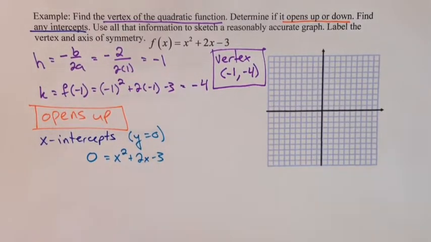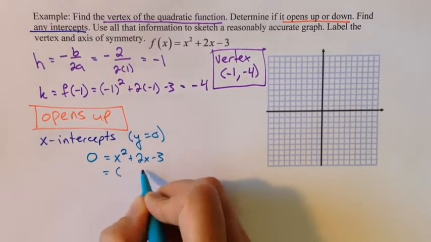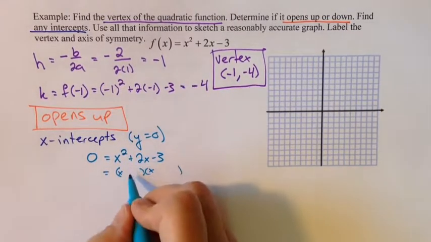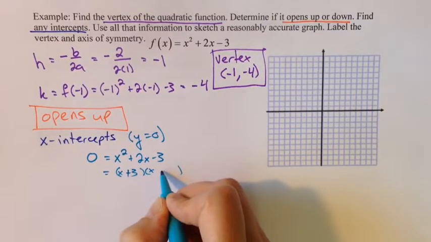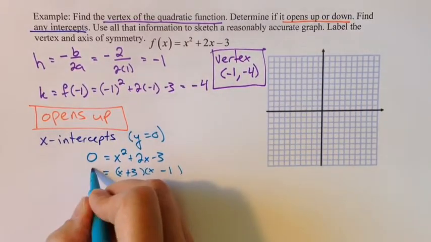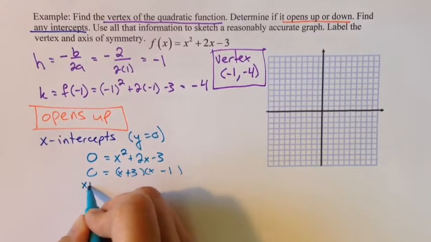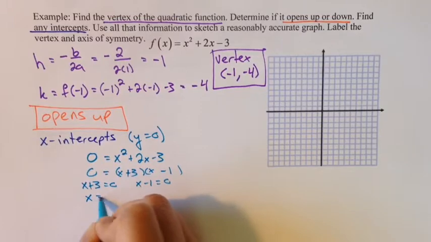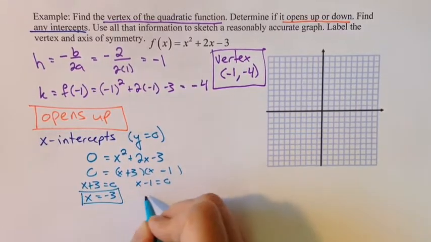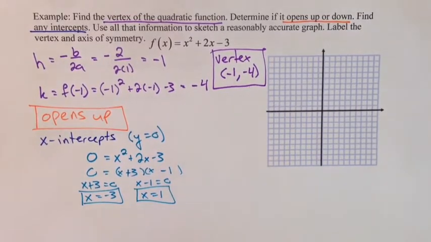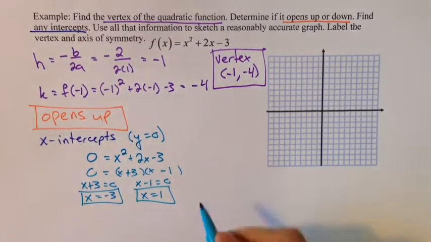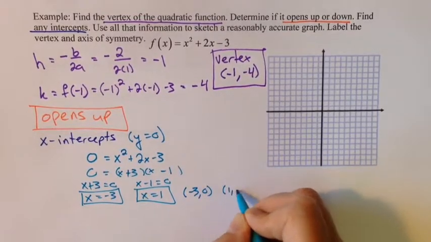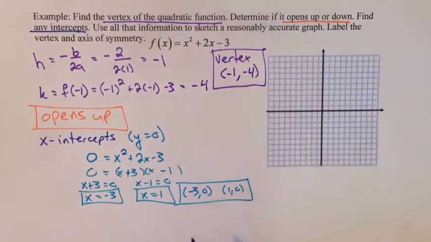This is a quadratic, so I'm hopeful that I can solve it by factoring. And sure enough, factors of negative 3 that add up to positive 2 are positive 3 and negative 1. This gives me two equations. Either x plus 3 is 0 or x minus 1 is 0. So x is negative 3 and x is 1 are the two x-intercepts. Now notice we could write those as the points (-3, 0) and (1, 0) as ordered pairs.